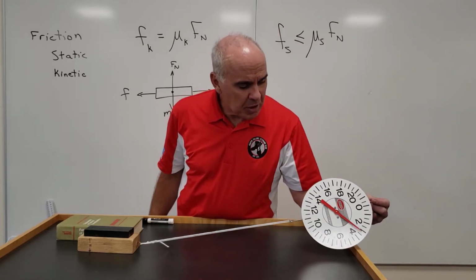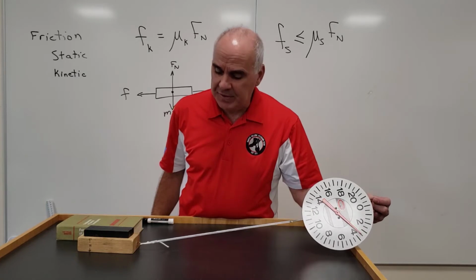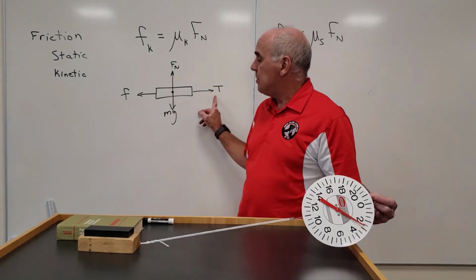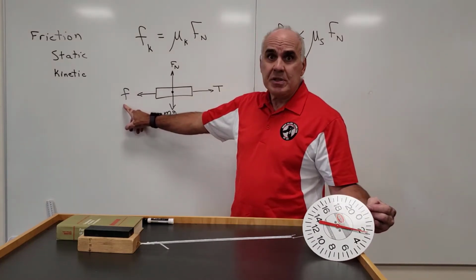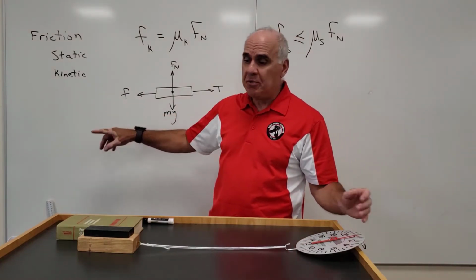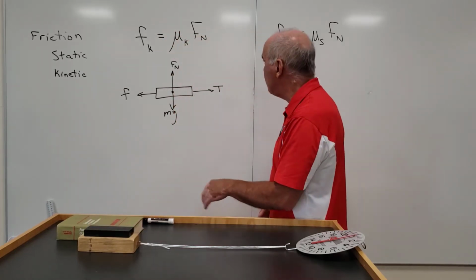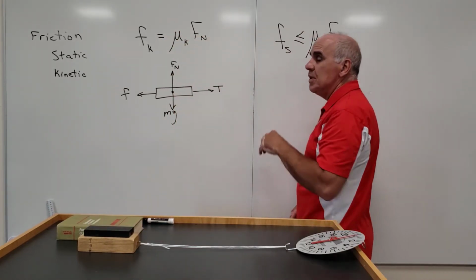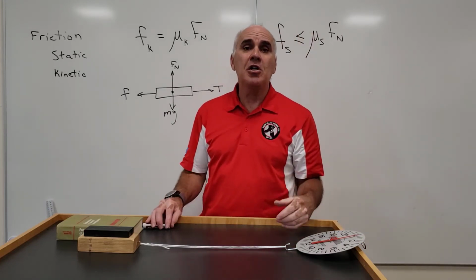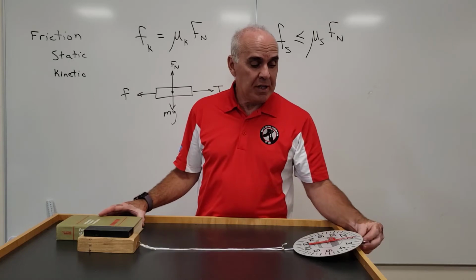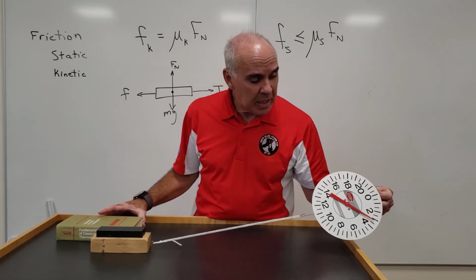But if I pull a little harder, to about 3.5, it still isn't moving. So the tension is 3.5, and the static frictional force is 3.5. Again, static because there's no sliding taking place between those surfaces. So less than or equal to. The static frictional force will be as large as it needs to be, right? And then if I pull hard enough, I'll eventually get it to slide, right?